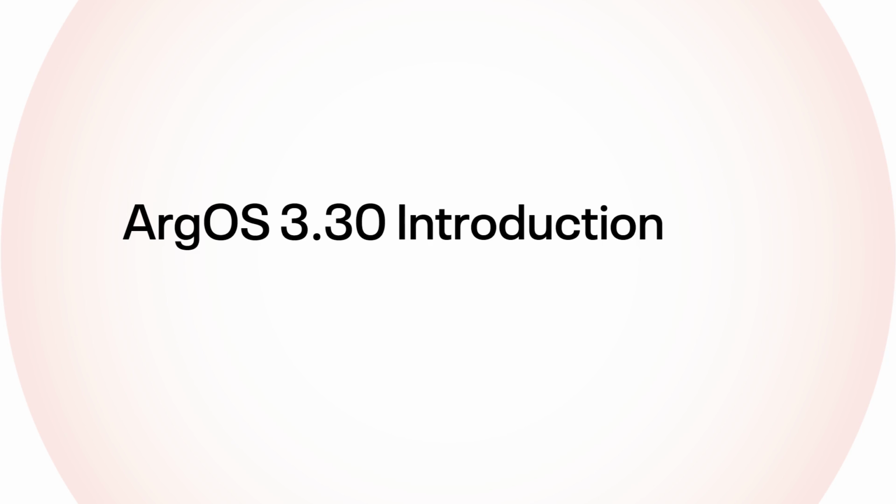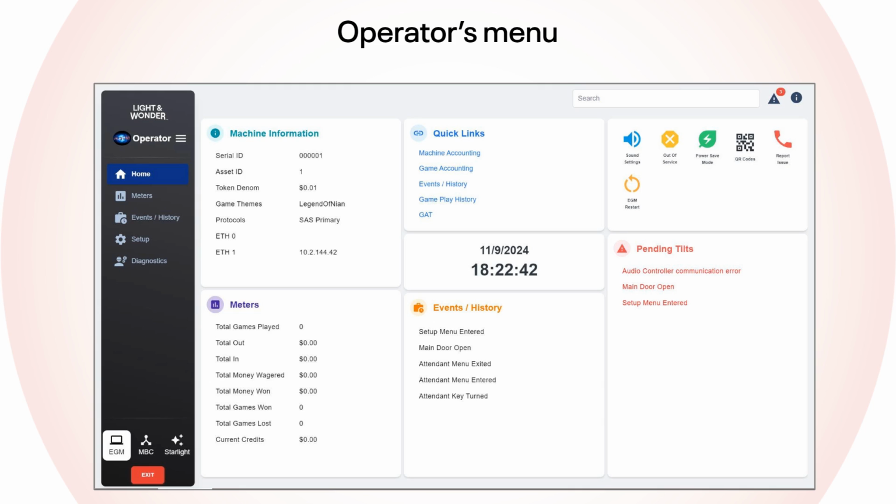Welcome to this introductory video on ArgOS 330. In the new Operators menu, you will find access to all EGM administrative options. These include meters, events in history, setup, diagnostics, pending tilts, theme menu if available, hardware and software information, EGM information, sound, out of service, and power save mode if available.